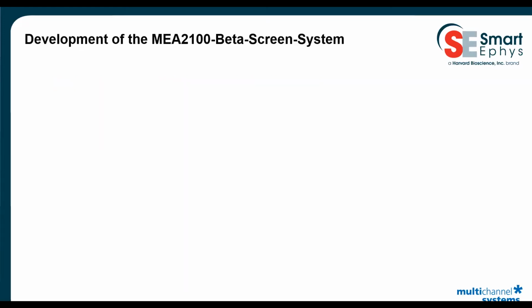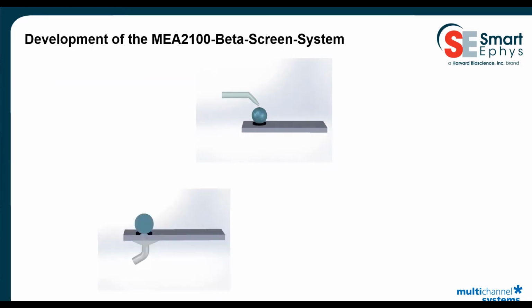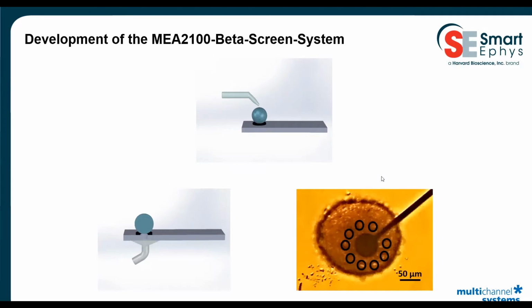So back to the beginning of my talk, we placed the islets for acute recordings with mechanical pressure from above on top of the electrodes. And the idea was, with the beta screen, to somehow position the islet via a negative pressure on top of the electrodes. And we could see that this is the way to go. As you can see on this photo, you could nicely place islets on top of the electrodes via negative pressure with the help of a vacuum pump.